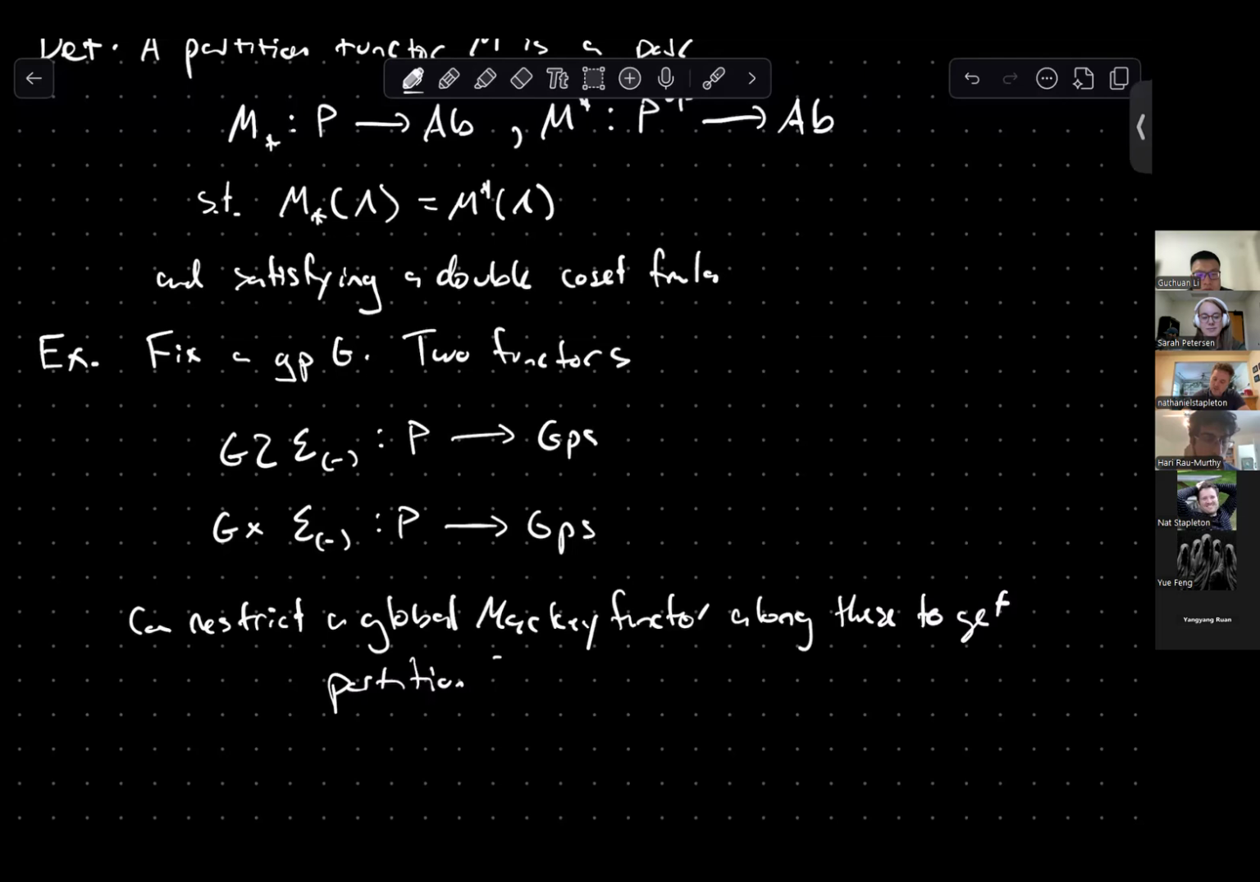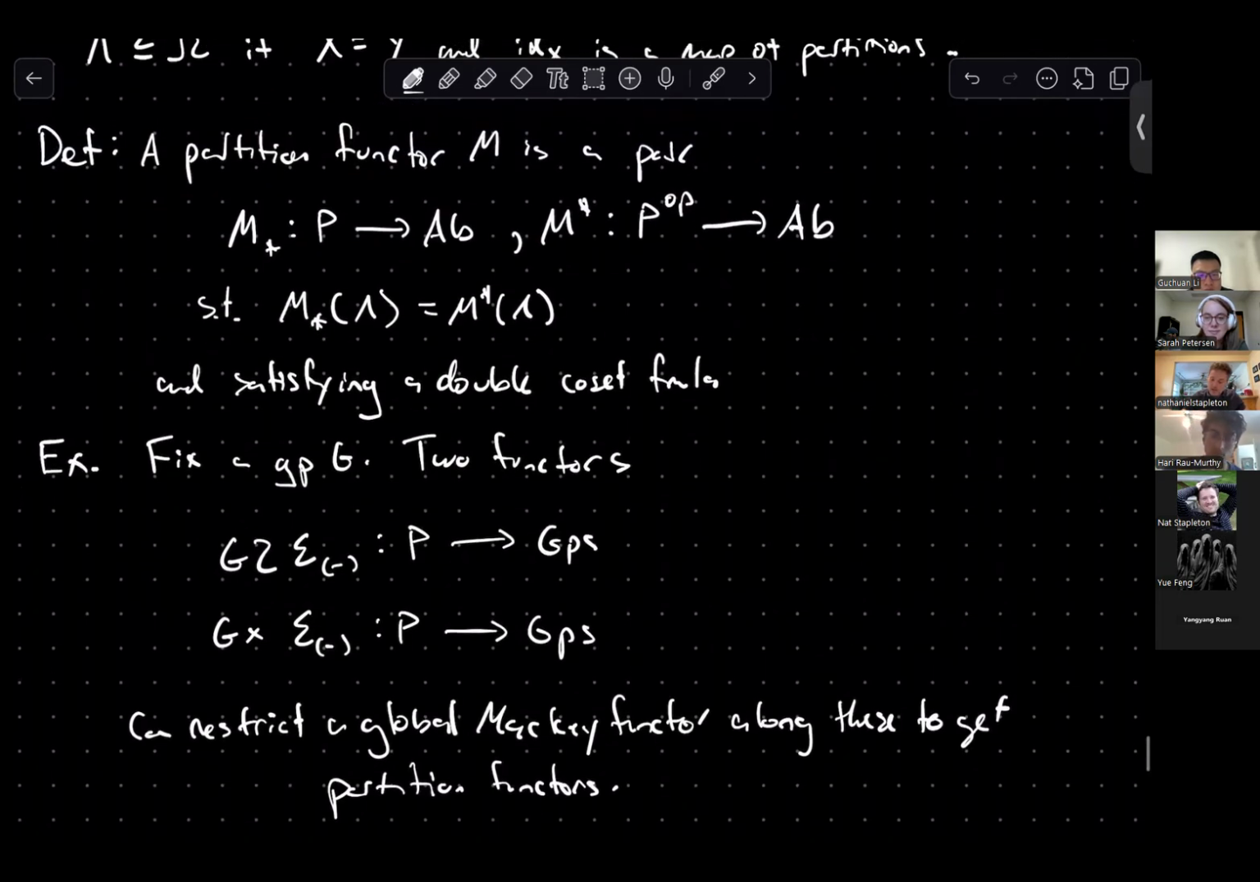Partition functors. So given some global Mackey functor, I can fix any group. Are you missing an op somewhere? Right. No, I am not missing an op anywhere.